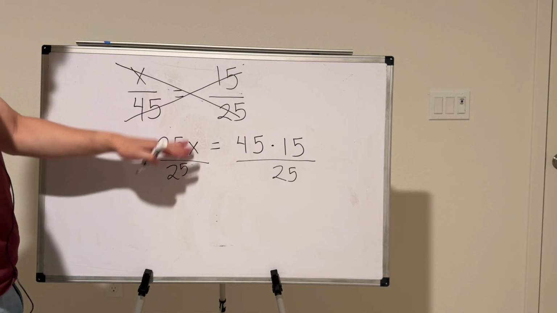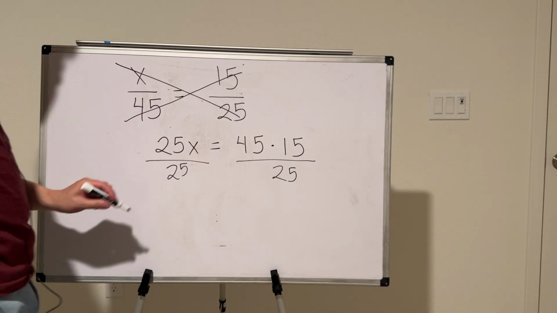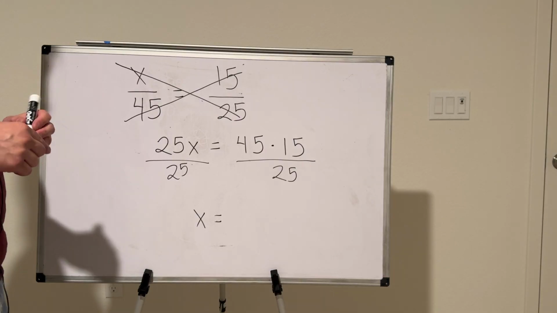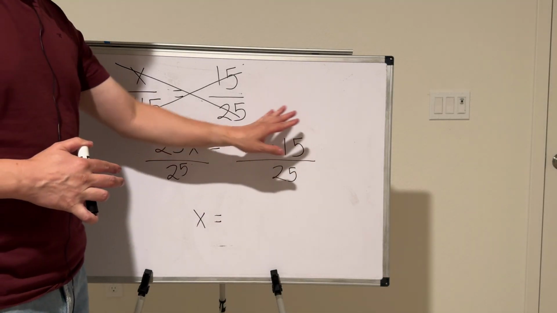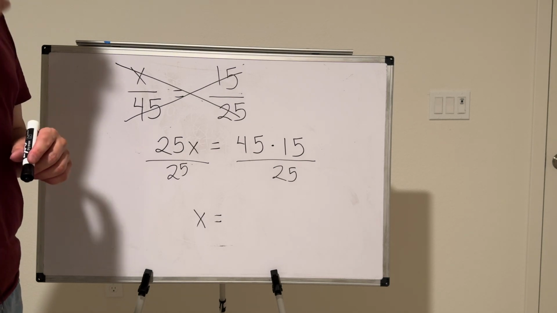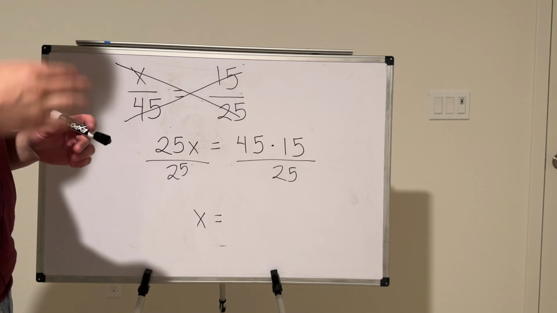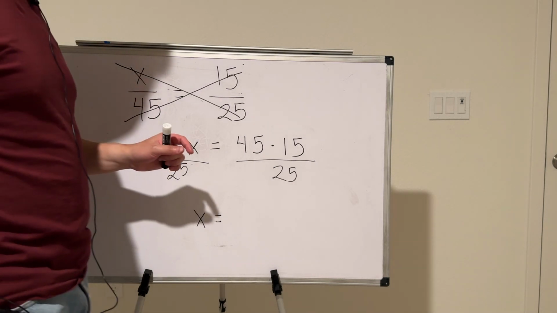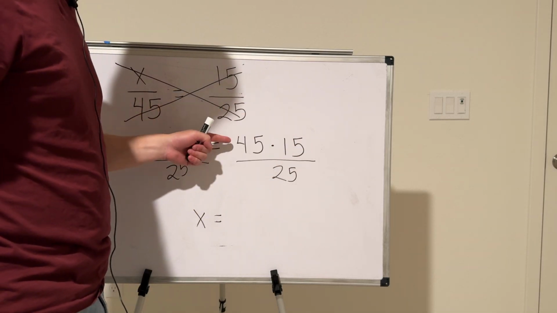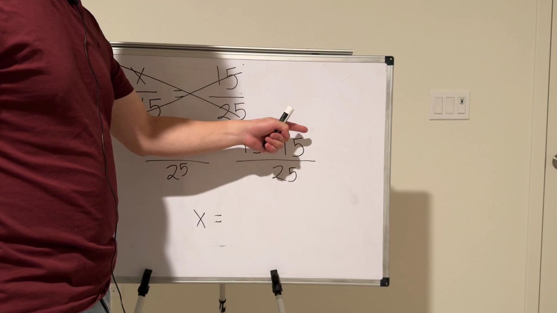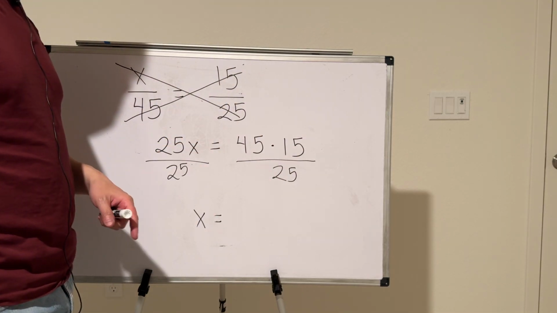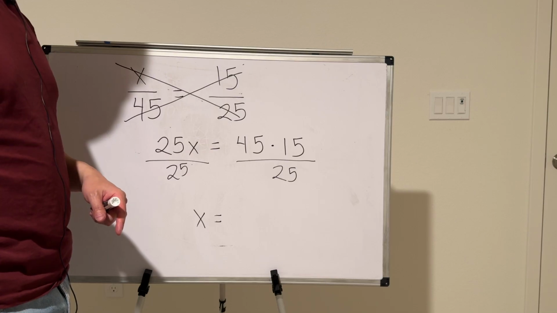And you'll notice on this side of the equation, when I divide by 25, I'll end up with x, which is my answer. But now I need to somehow simplify this. One way I can do this is by factoring. So it's perfectly fine if you have a calculator and you go 45 times 15, and then you have to divide when you go down here because it's below the fraction line.